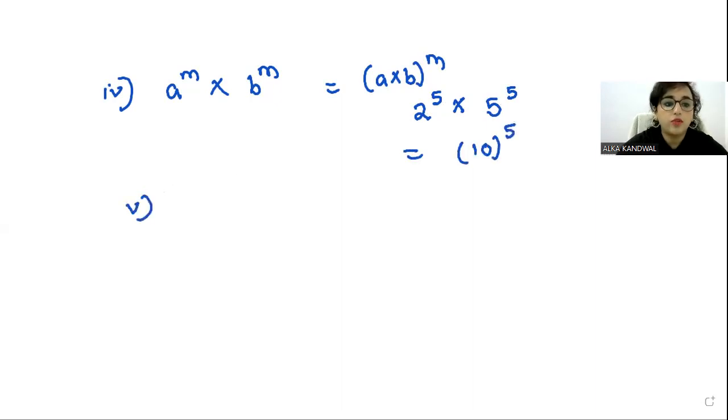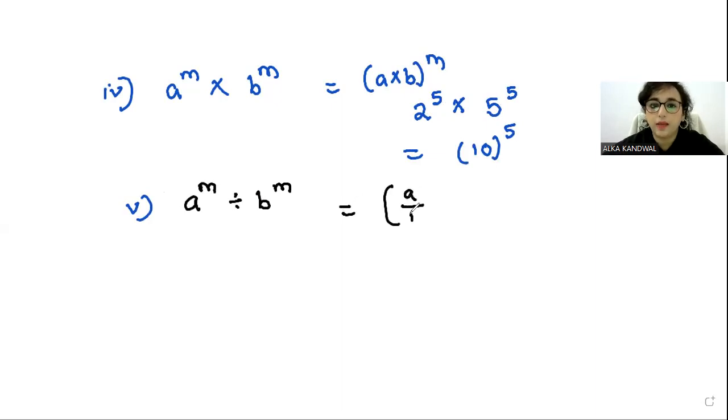Now when we come to the fifth one, it is similar to what we have written here. If a to the power of m divided by b to the power of m. Yes, so we can write it as a divided by b, whole to the power of m. So that is the answer here.